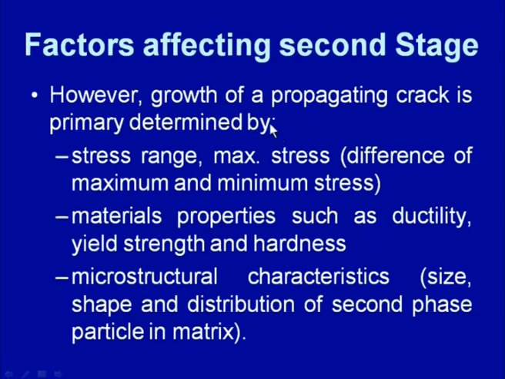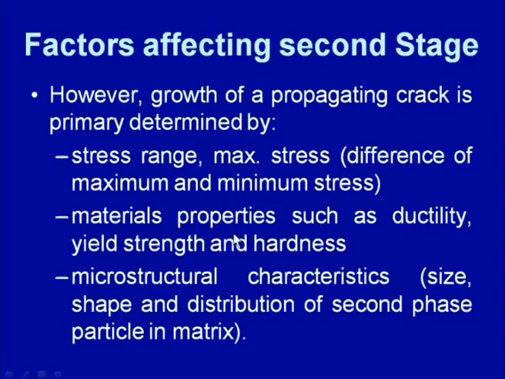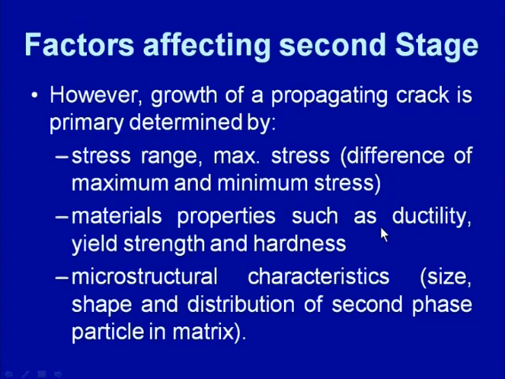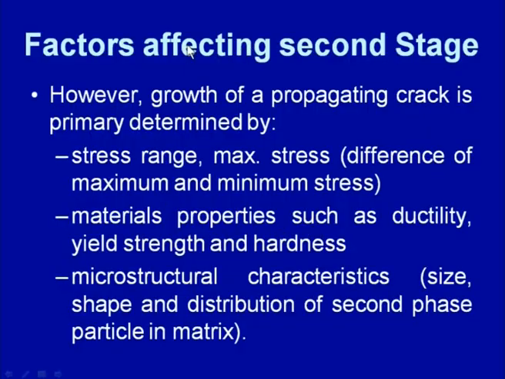However, if the crack is of the propagating type, then its growth rate will be affected by the stress range and the maximum stresses. We know that the higher the fluctuation, the greater will be the stress range, so the greater will be the crack growth rate. Similarly, the higher the maximum stress, the greater will be the crack growth rate, and material properties like ductility, yield strength and hardness also matter. If the crack is propagating in the metal system, if it is ductile, then it will discourage the crack growth, because the crack tip will be blunting with ductile materials, while low ductility material promotes the crack growth rate. Similarly, high yield strength materials promote the crack growth rate, and high hardness materials also promote the crack growth rate. So, the material properties significantly affect the crack growth stage.